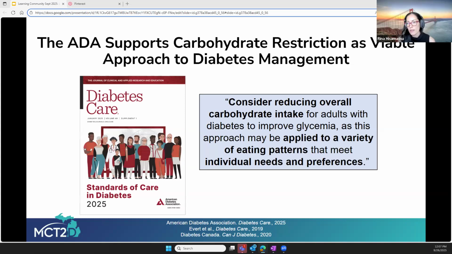So I think this is where that kind of personalization and tailoring can really come in handy. So for example, a low carbohydrate eating pattern can be applied to Mediterranean diet principles. It can be tailored to individual cultural, religious preferences. It can be, although a little bit harder, can also be applied to vegetarian and vegan diets as well.